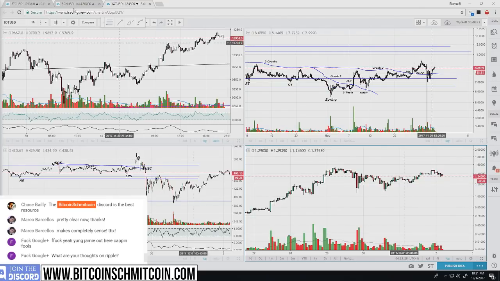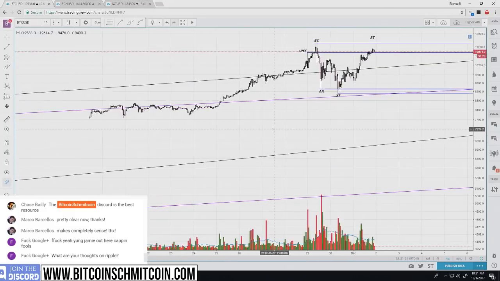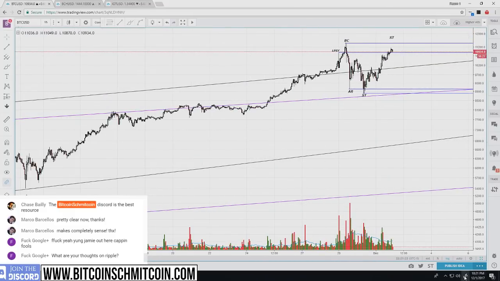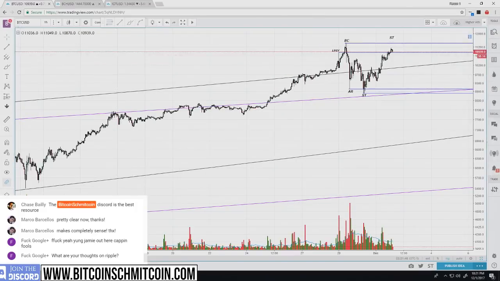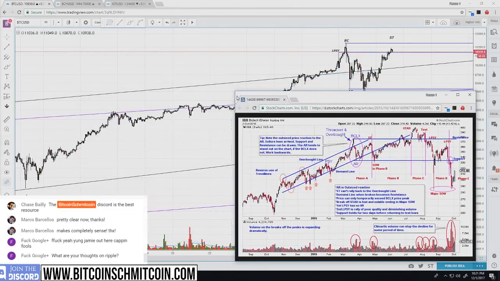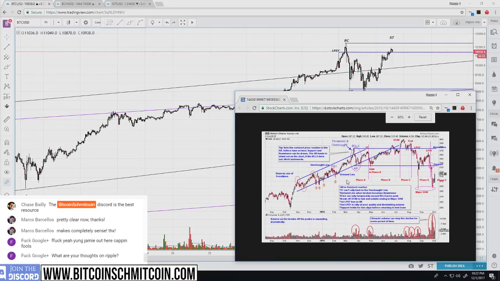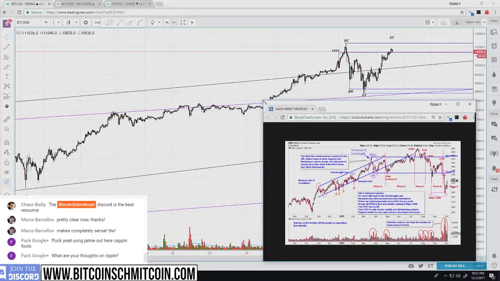So his basic argument was that Bitcoin was in a channel like this, an ascending channel here, like that. And then it broke north, and then it broke south of it, which falls right in line if we look at this and compare. Let me make this smaller so we can overlay it. If we look at something like this, this looks very similar.